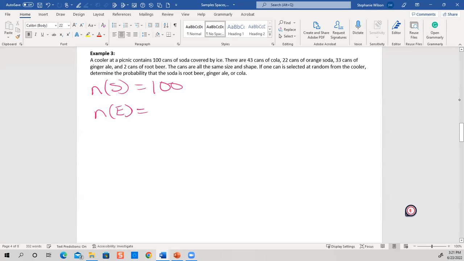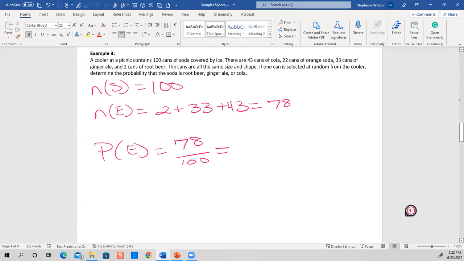Now let's figure out the event. The event says we want root beer, and there were 2 root beers, plus the ginger ale, which is 33, plus the cola, which is 43. When we add these up, we get 78. Now let's find the probability that the event will occur. We have 78/100. If you can reduce, always reduce. I notice it reduces by 2. 2 goes into 78 39 times, and into 100 50 times. This does not reduce any further. The probability of this event occurring is 39/50.